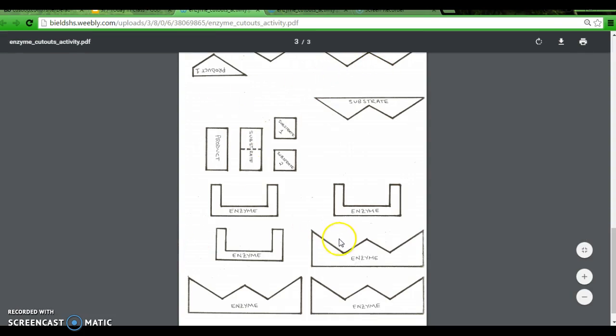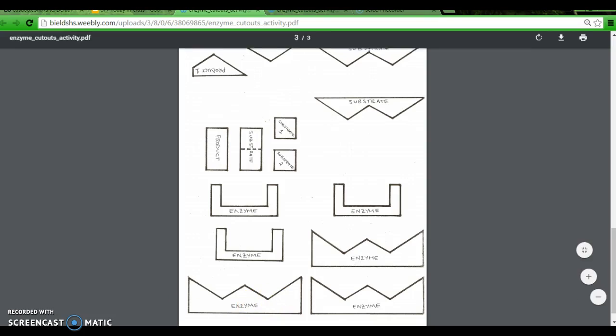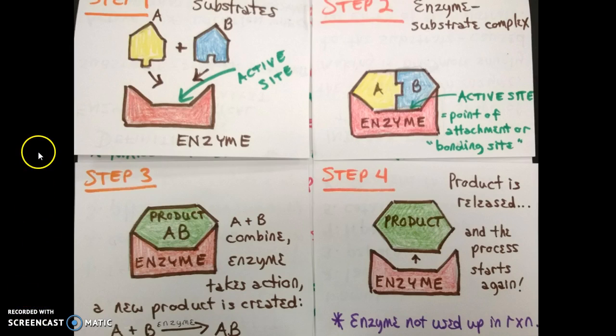These are the shapes that you're going to be cutting out. Before you cut them out, you want to color them, and the substitute will let you know what colors to color them. So please color them based on what he or she says. Then you'll cut those out. Now here's an example of something similar to what you're going to be doing.